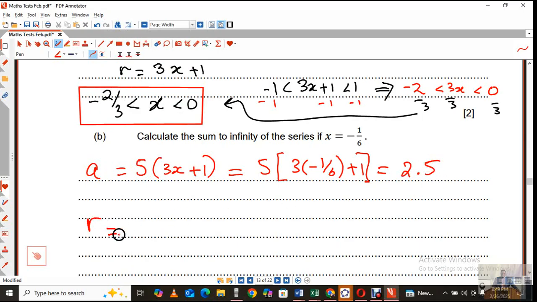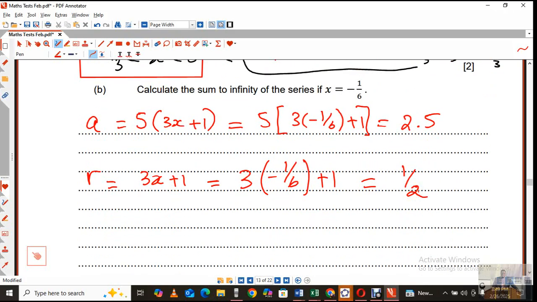What else do we know? We know that r was 3x plus 1. But then they are saying to us x is equal to negative 1 over 6. So therefore, we're going to have 3 times negative 1 over 6 plus 1. So of course, this is negative a half plus 1. It's just going to be a half. Now we know what our A is. Now we know what our R is.